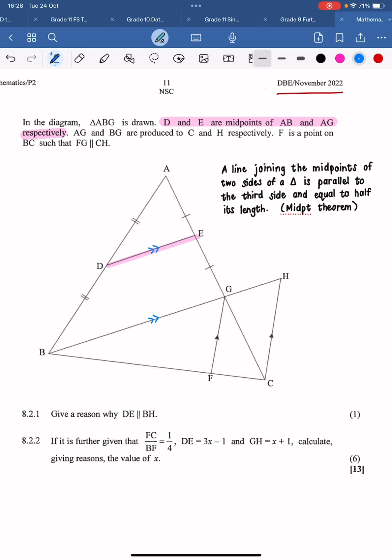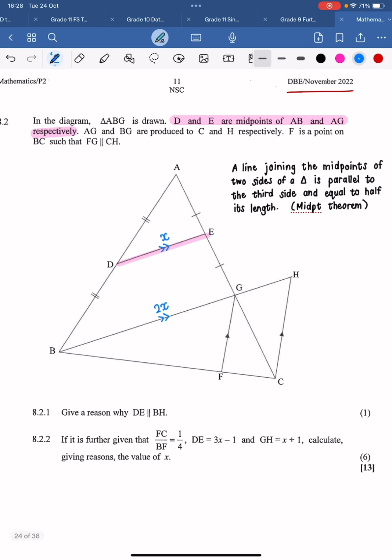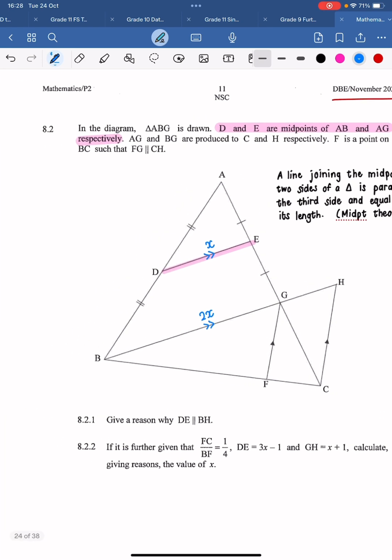its length. So what that also means, guys, is that whatever the length of this line is, it is going to be half the length of the third side of the triangle. So they might tell us what this length is, then we need to halve it for that, or they might tell us what this length is, and then we need to double it to get that length.